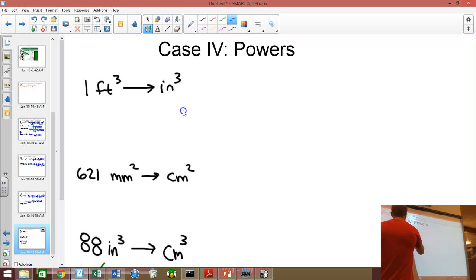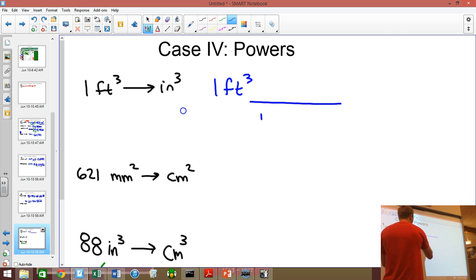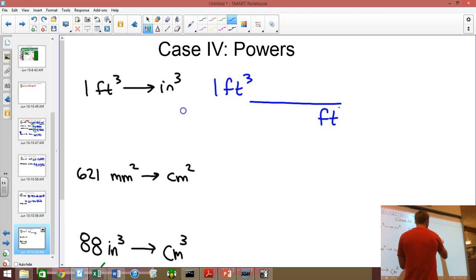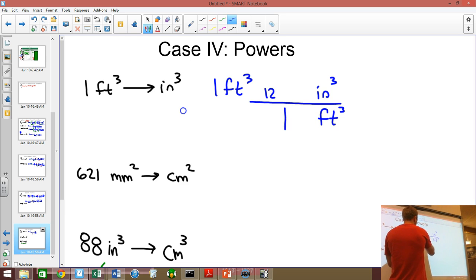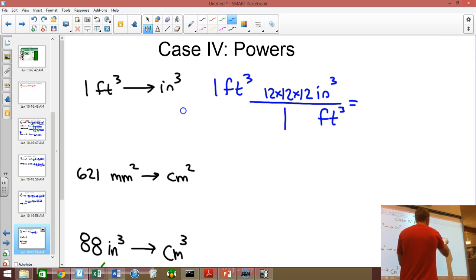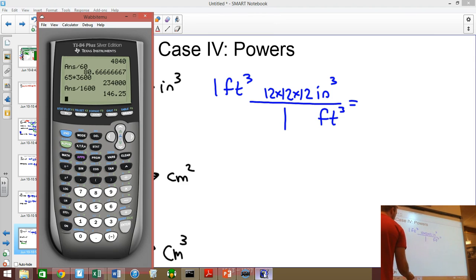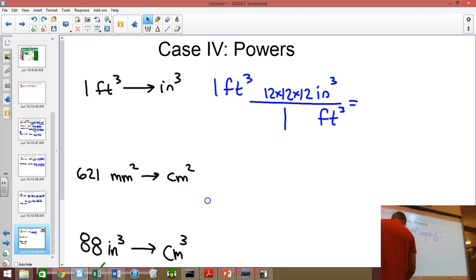1 cubic foot. Oh, wait. That's not right. I'm going to change cubic feet into cubic inches. In 1 cubic foot, there's 12 times 12 times 12 cubic inches. So 12 to the third times 1 is going to be 1,728.